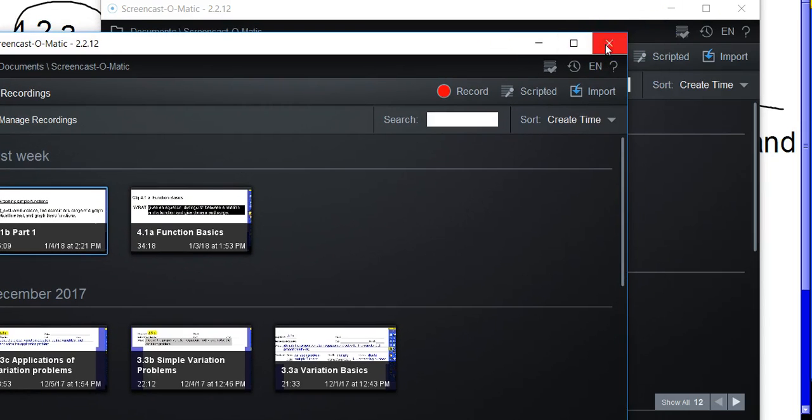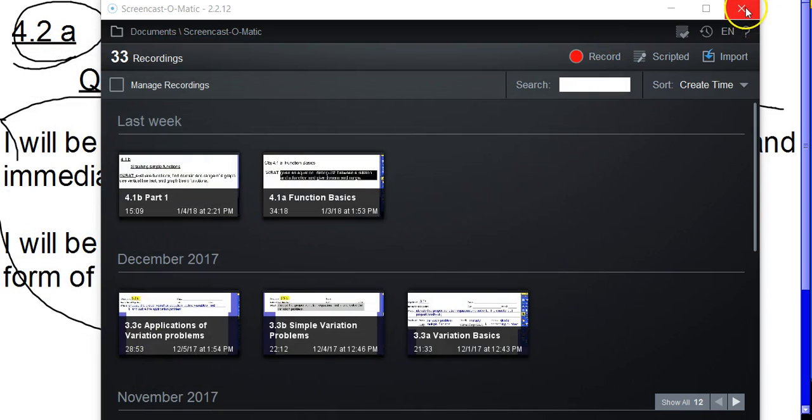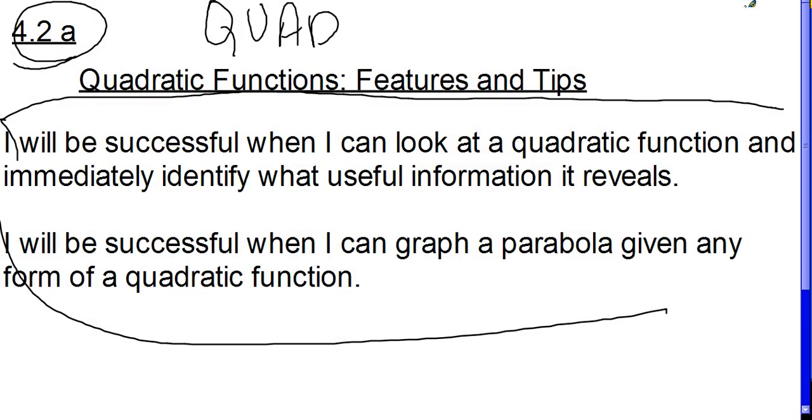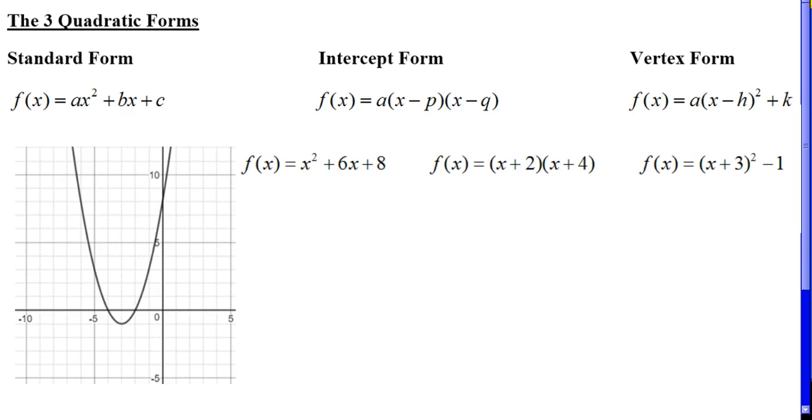So today we're going to review what you already know about graphing a parabola, and I'm going to introduce some new information to you. What we're going to do today is focus on looking at an equation in its different forms, and then identifying what is immediately revealed to us just from the form of the equation. So we're going to start off with the three major forms of the quadratic equation.